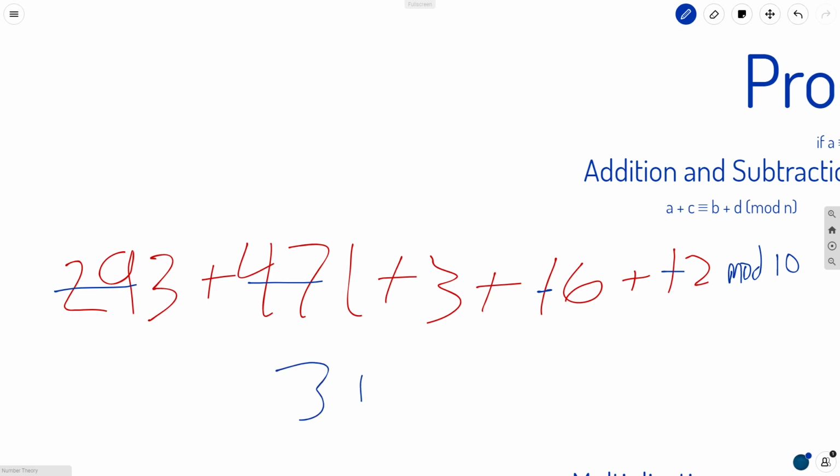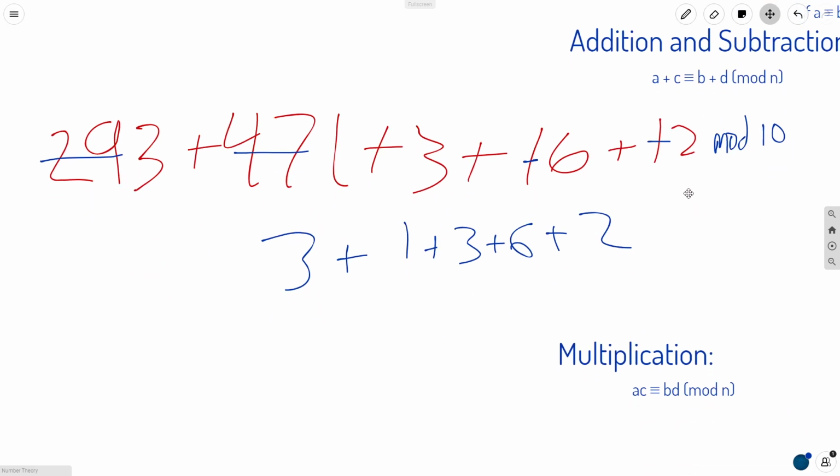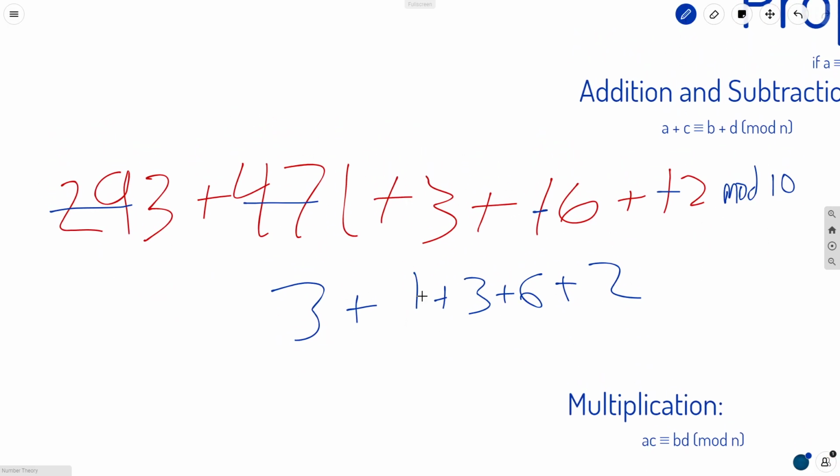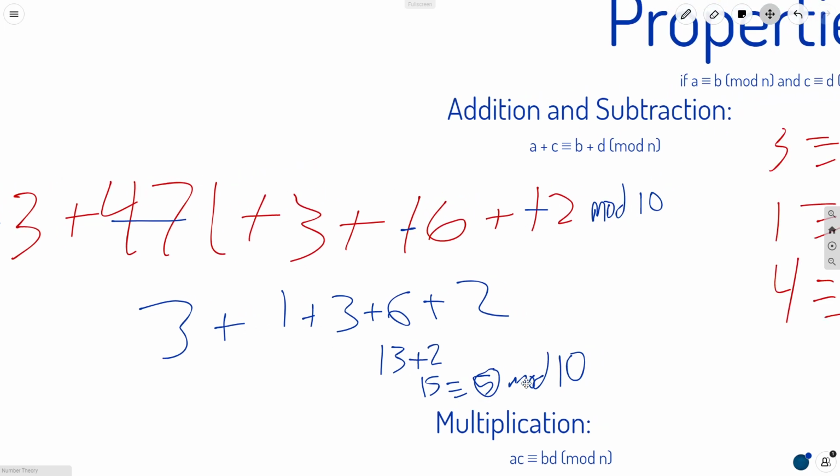And we have to find the sum now. 3 plus 1 plus 3 plus 6 plus 2, plus 2, all in mod 10. And now we can do this fairly quickly. 3 plus 1 is 4, plus 3 is 7. 7 plus 6 is 13. 13 plus 2 is 15, which is equivalent to 5 mod 10. So we end up with the units digit of 5 because 15 is not a possible digit, so we have to find the next value that works.